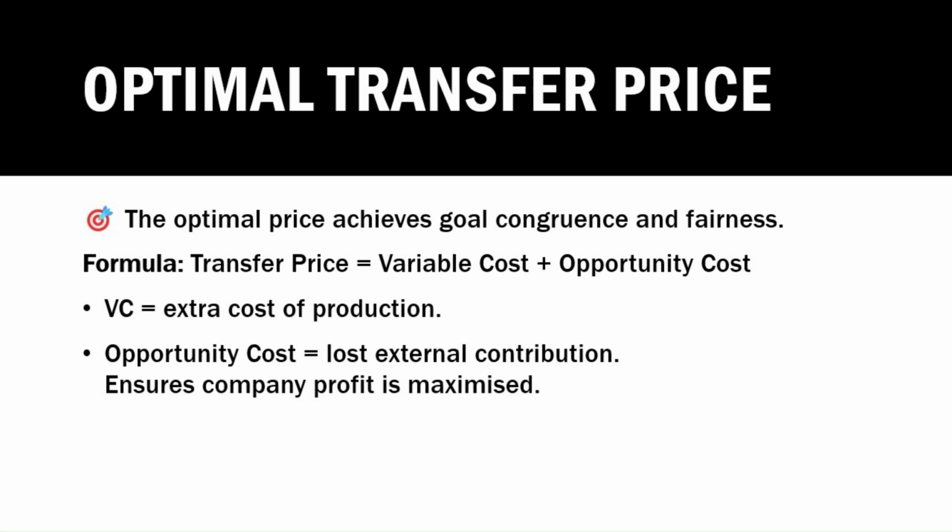Now, let's discuss the optimal transfer price, the price that achieves goal congruence and fair performance measurement. The rule is simple. Transfer price equals variable cost plus opportunity cost. Variable cost represents the extra cost of production. Opportunity cost is the contribution lost if the product could have been sold externally. This formula ensures decisions that are good for the company are also good for each division.